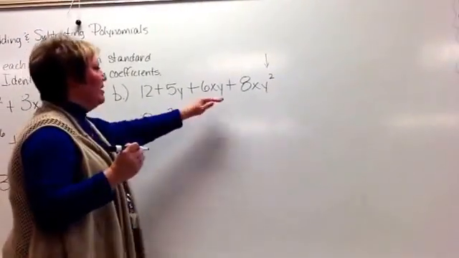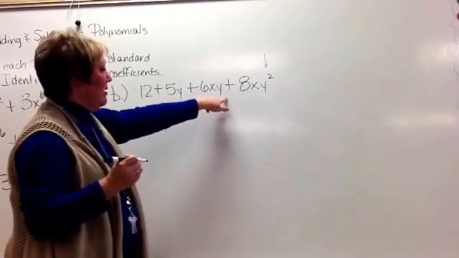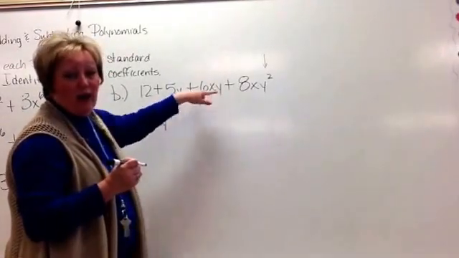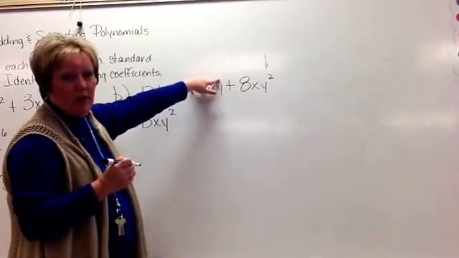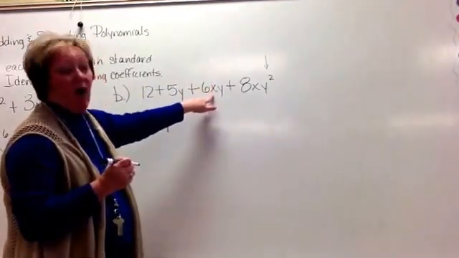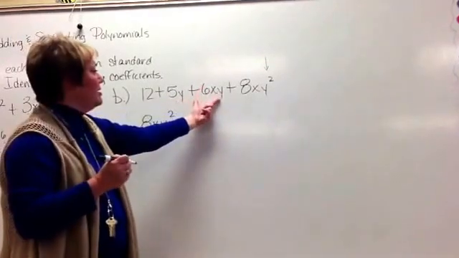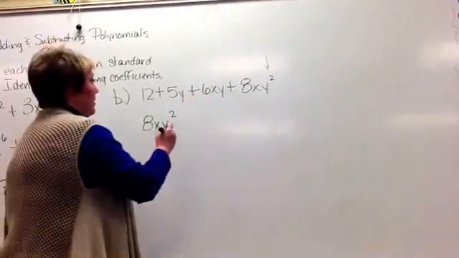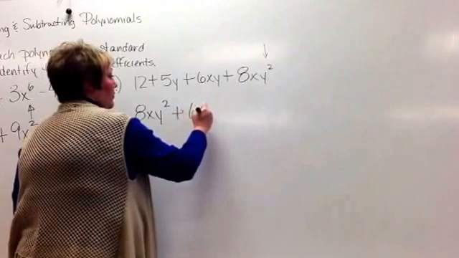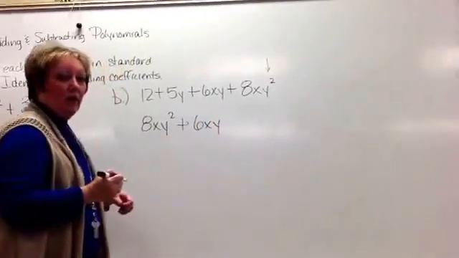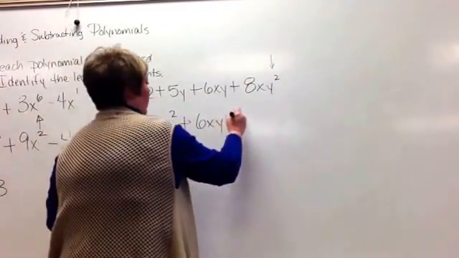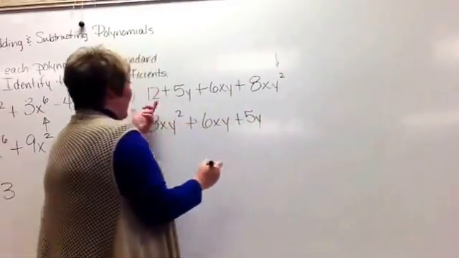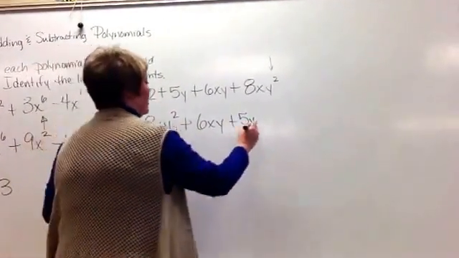Okay, now we've got a term here that's got a y, and we know that y is the same, because both of these have 1 for their exponent. However, this one also has an x, so it is going to be your second term in this polynomial. Our third term is going to be the term with just a y by itself. And our last term is going to be the constant.